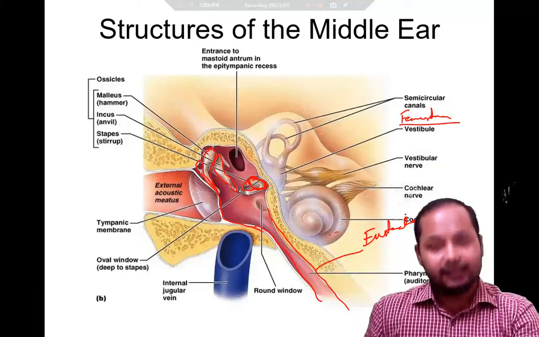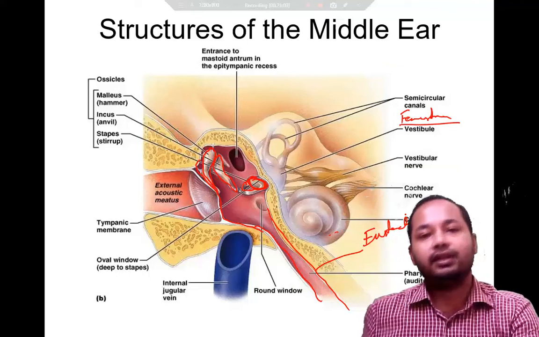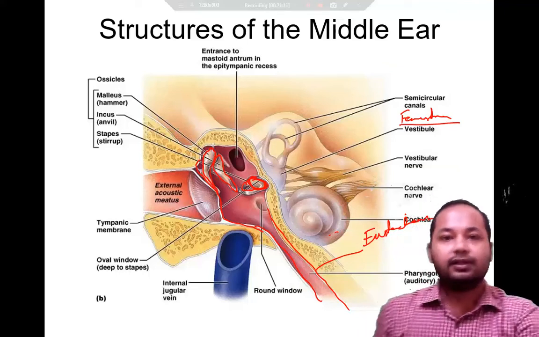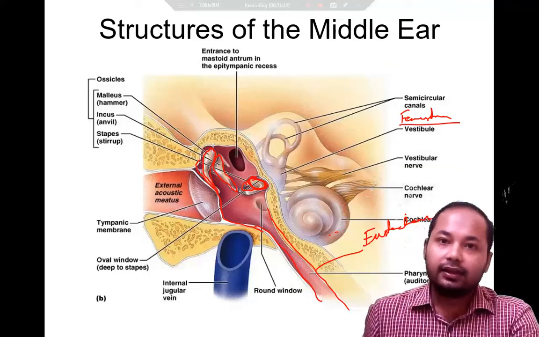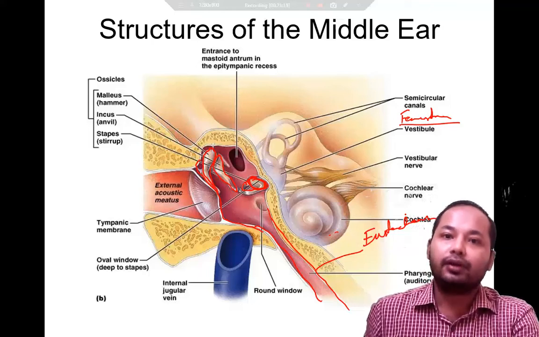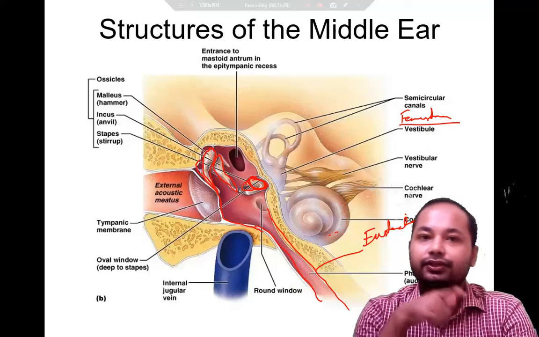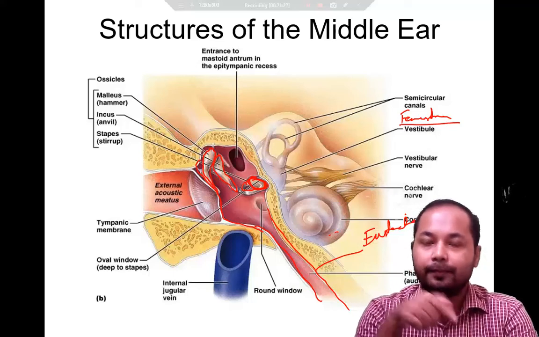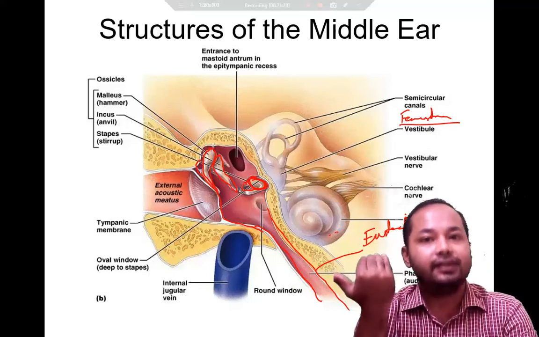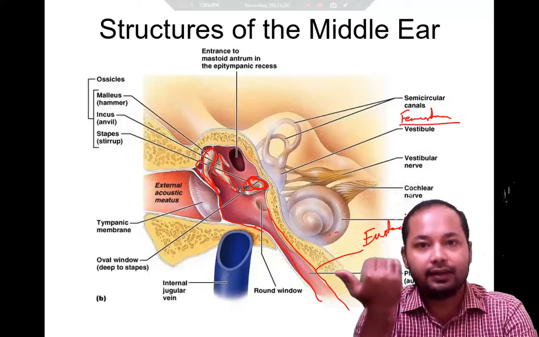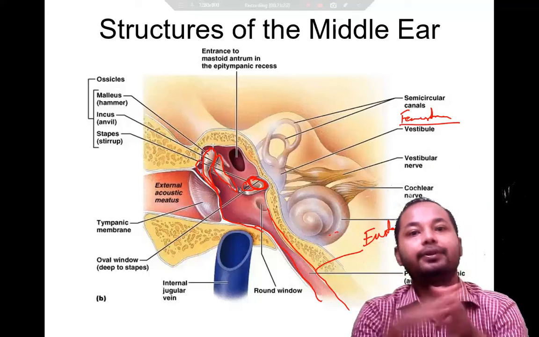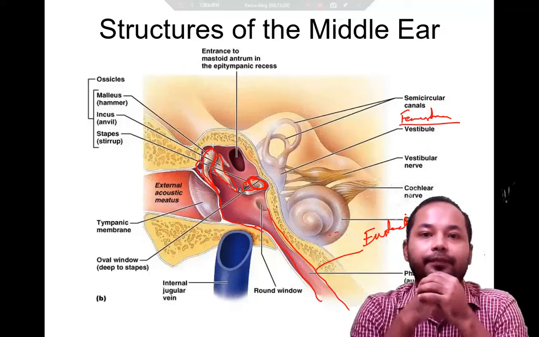But is that the only thing for which the eustachian tube is important? Obviously not. What is the thing? The thing which is important here is that because of the eustachian tube, the air pressure inside the middle ear cavity is the same as the air pressure in the surroundings.